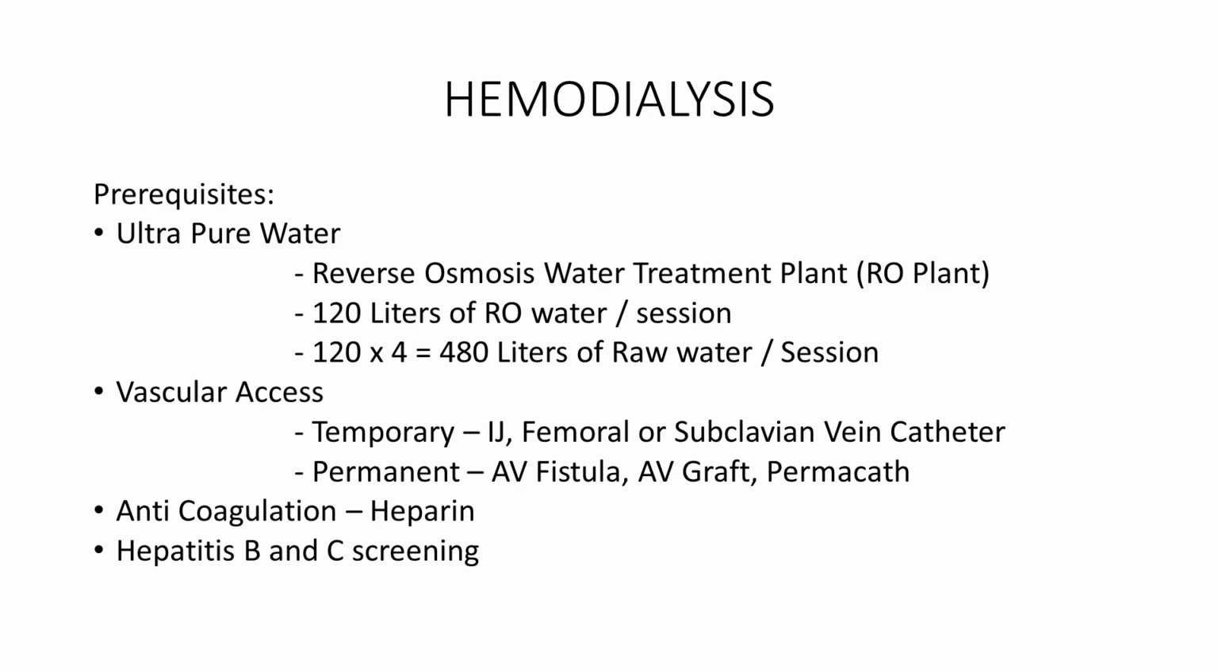Most of the time, it is the AV fistula which is the preferred permanent vascular access, and then you need an anticoagulation in the form of heparin. You need to screen patients because this is all related to blood. So you have to screen patients for B and C to protect other patients from contracting the disease and also protect the staff of the dialysis unit. Hepatitis B and C screening and vaccination for hepatitis B is mandatory, anticoagulation heparin, temporary and permanent vascular access, and to have ultra pure water. These all are the prerequisites.